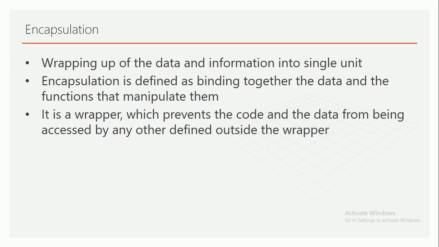The functions which manipulate the data and the data itself are encapsulated as a whole in the objects. It is a wrapper which prevents the code and the data from being accessed by any other code defined outside the wrapper. So what this helps is, we are not allowed to access this code outside. All this information, this data, these functions are all encapsulated inside the wrapper, such that we are not using it outside this wrapper. If you want to use these functions and this data, you have to initialize this object. And that's the second feature of object-oriented programming.